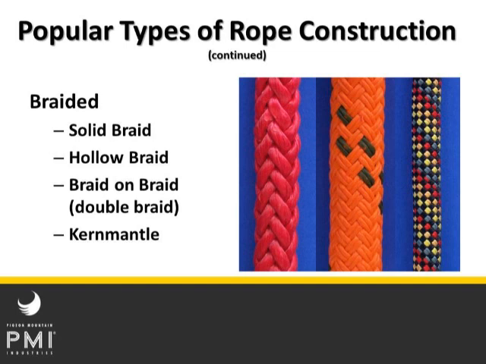And then lastly is kernmantel. Kernmantel is the German word for a core and sheath structure of making rope construction, where you have an inner core wrapped in an outer sheath.